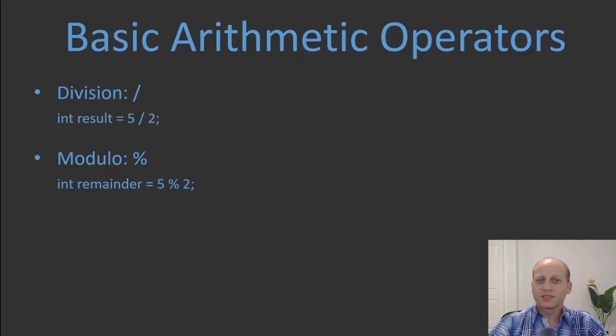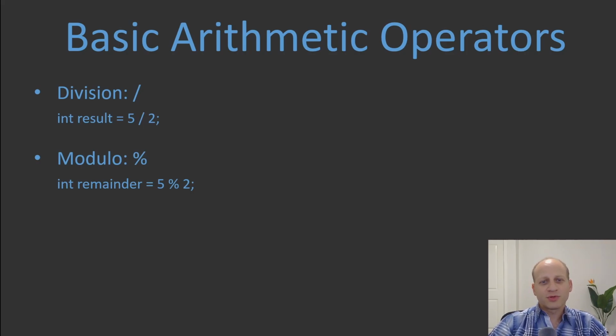The first one is division. It works on two operands like the previous operators, but let's think of what the result should be. Since we are dividing integers, the result will also be an integer. And in this case, if we divide 5 by 2, the result will be 2 and some remainder. So the result variable will get the whole part of the division, which will be 2 in this case.